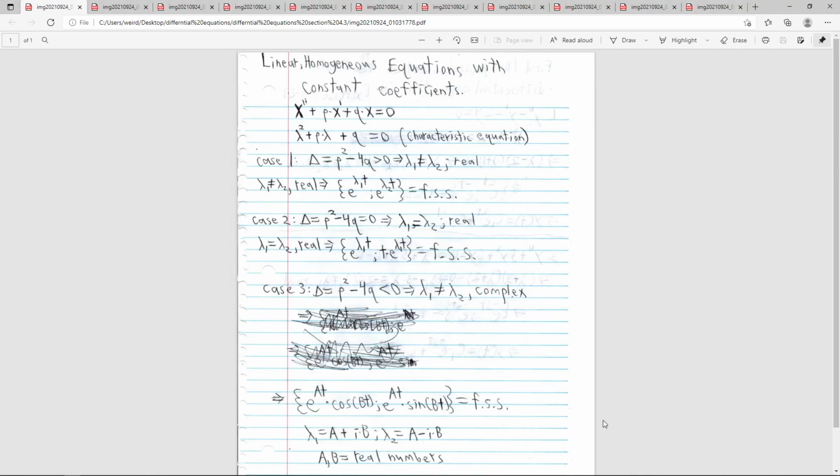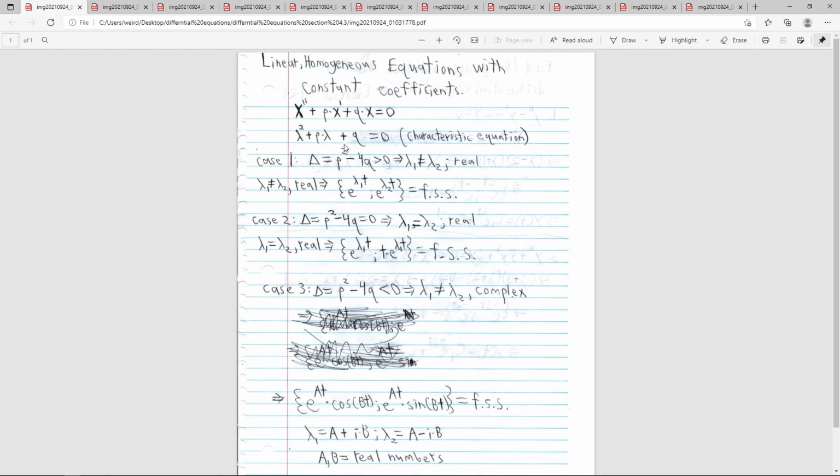Okay, let's look at linear homogeneous equations with constant coefficients. And of course, these are second order differential equations we're looking at. A significant type of them is of the form x double prime plus p times x prime plus q times x equals 0. To shorten this down, you can write it as a characteristic equation, which is lambda squared plus p times lambda plus q equals 0.